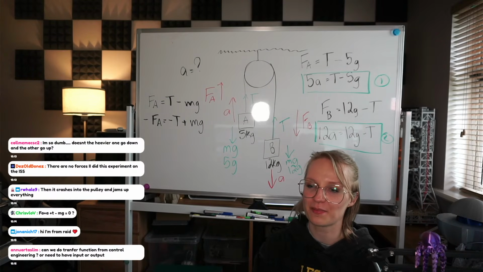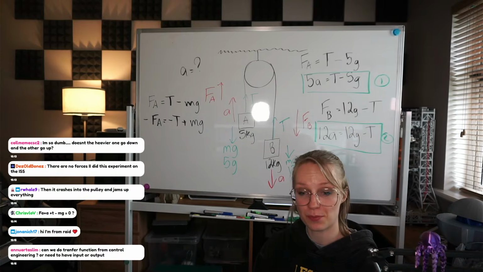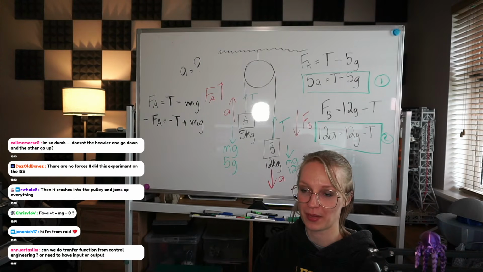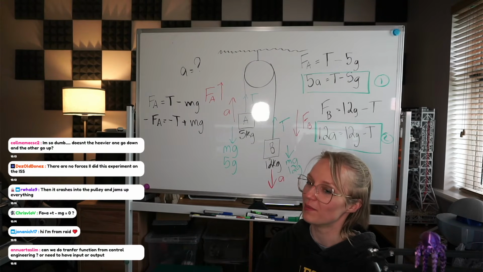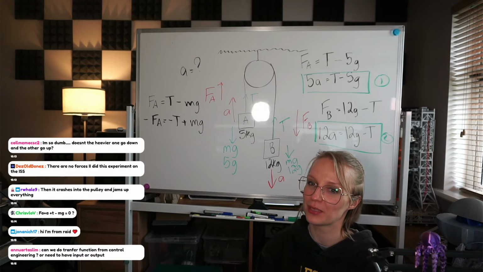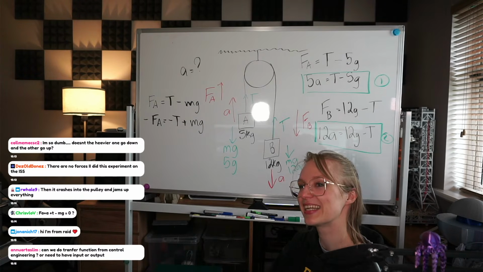Then it crashes and the pulley jams up and everything. This is something to explore for a physics project and a 3D printing project, by the way: can we design a physical pulley? I've never seen an actual demo of a real pulley problem before. So it would be cool to see that.